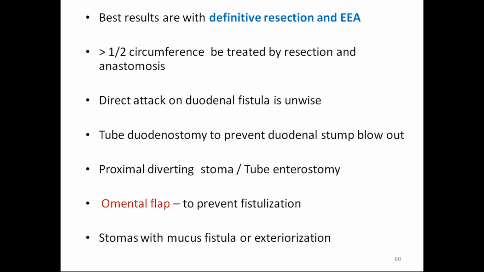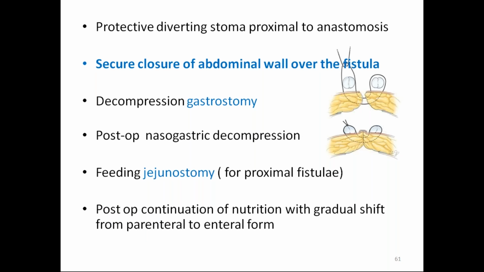Direct repair of the duodenal fistula is not advised. Use tube duodenostomy to prevent duodenal stump blowout, which is a complication, with a proximal diverting stoma and tube enterostomy, and an omental flap to prevent fistulization, or a stoma with mucous fistula or externalization. Protective diverting stoma proximal to the anastomosis, secure closure of the abdominal wall over the fistula site, decompressive gastrostomy, post-op NG tube decompression, feeding jejunostomy, and post-op continuation of nutrition. These are the factors that promote healing of the fistula.